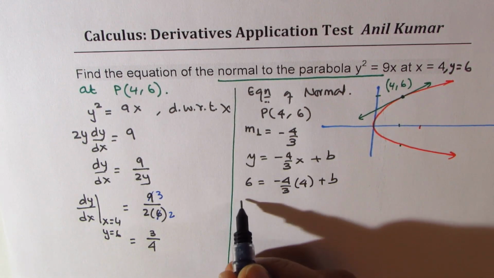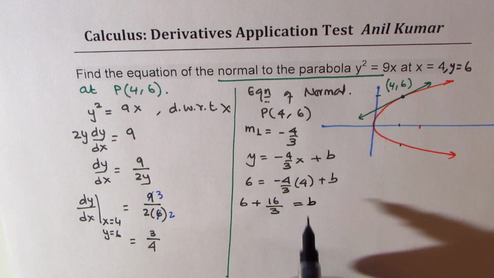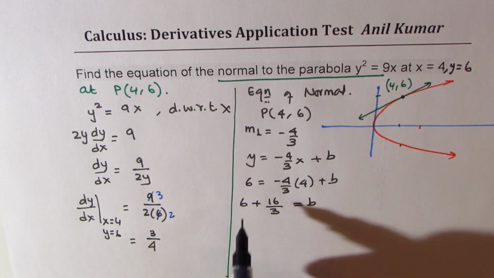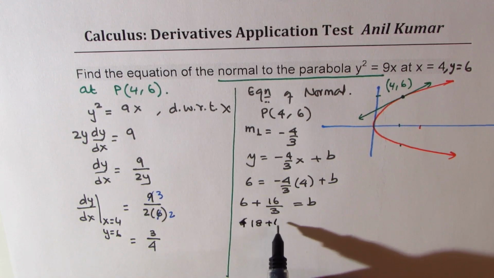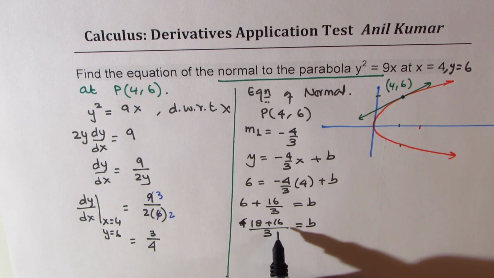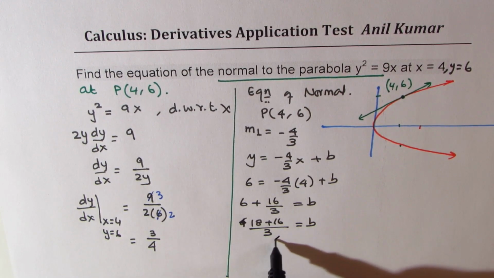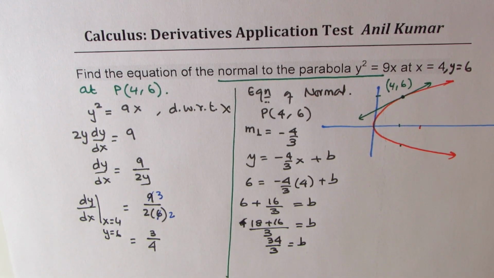So we can take it to this side. 6 plus 16 over 3 equals b. Now 6 times 3 is 18. 18 plus 16 over 3 equals b. So that gives us 34 over 3 equals b, right? So we get 34 over 3 as the value of b.